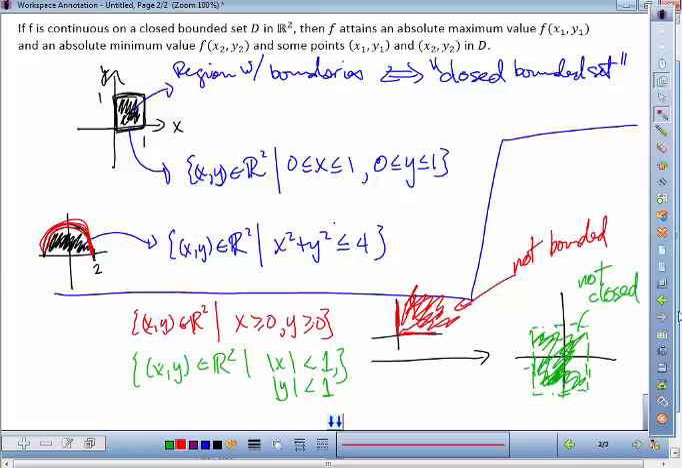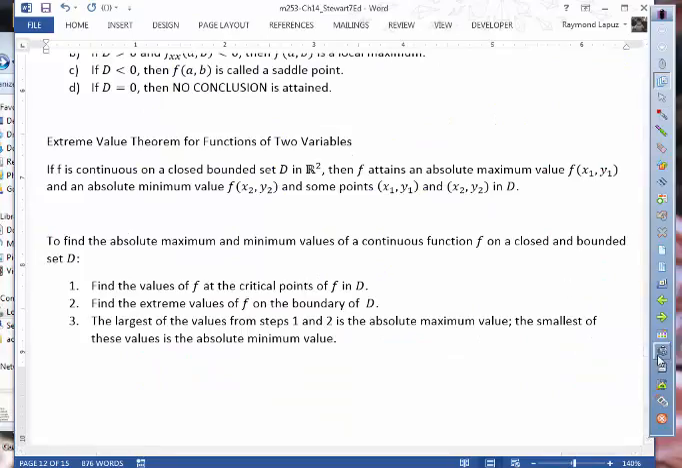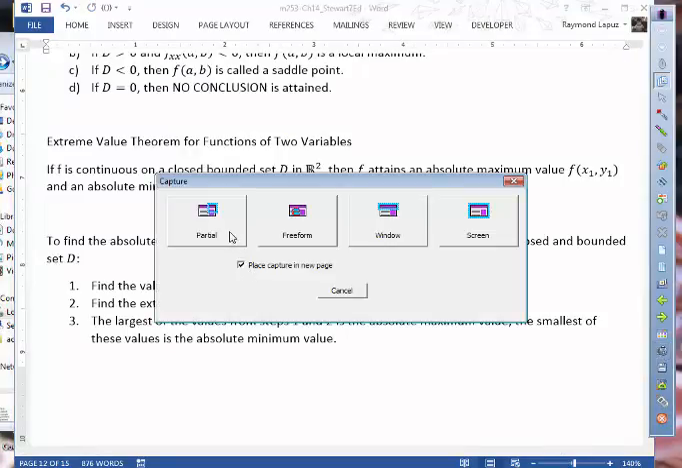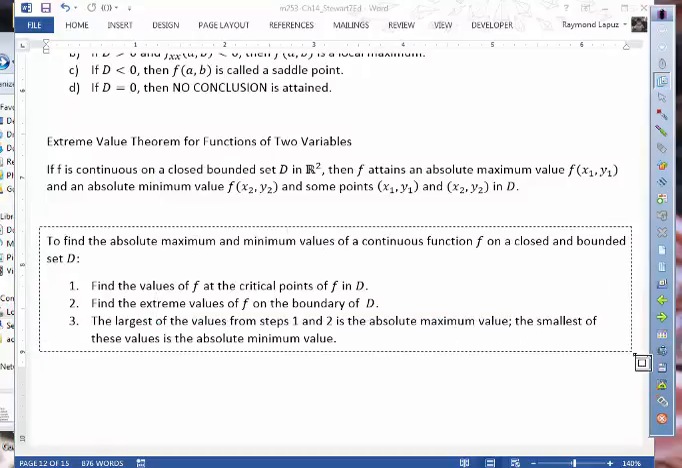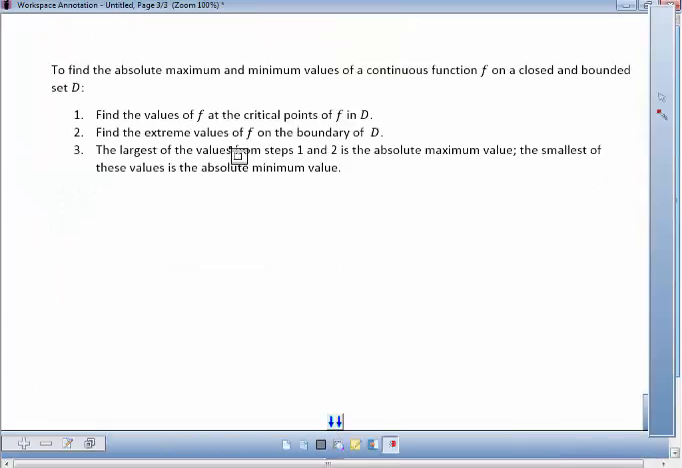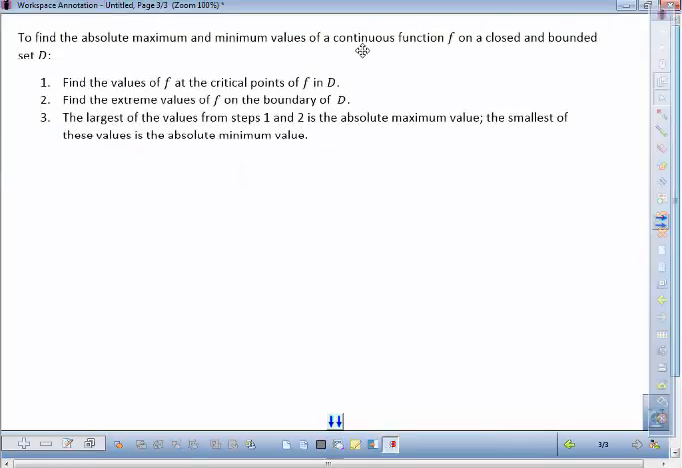All right, so let me just formally copy down what they had in the book. I don't know if I changed this. I remember looking at the book and not liking what they had, so I don't know if I changed it. To find absolute max or min values of a continuous function f on a closed and bounded set D, find the values of f. Oh, so here they find the critical points and then they put it in f already. That's what the first one says. Find the extreme values of f on the boundary. So I think I did change it.